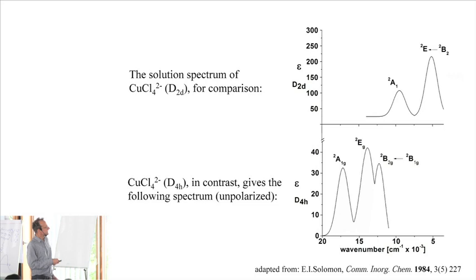We are still in the D2d case, and the tetrachlorocuprate in D4h, so the symmetric one, gives you the following spectrum. The bands are at higher energy, and they are much less intense than in the D2d case.